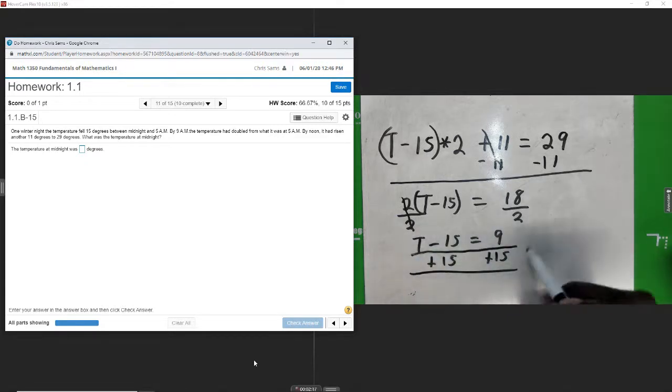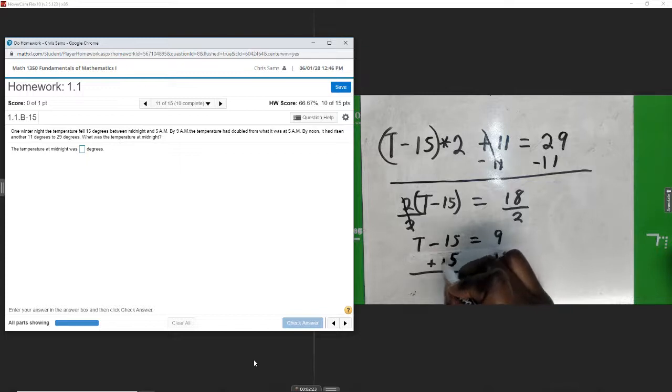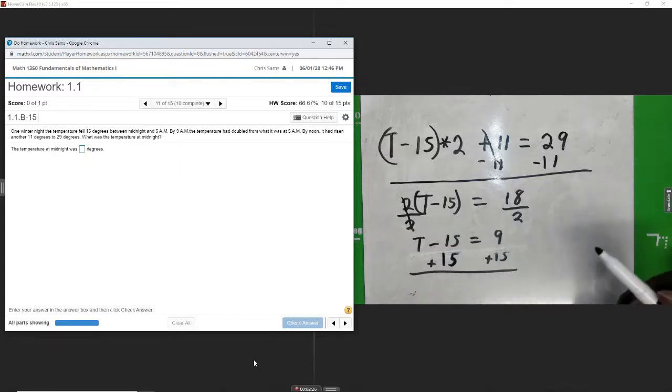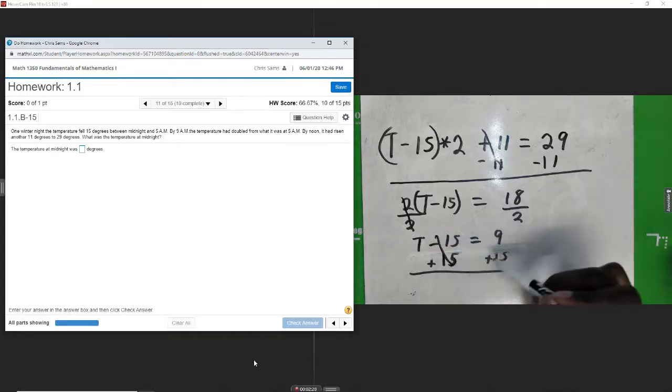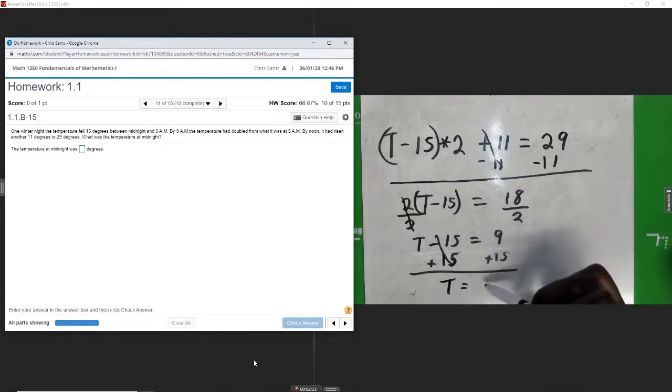And you might see it a different way. I'm just so used to writing out formulas whenever I see these word scenarios. That's the best sure way to get it. Okay, so when we add 15, we get our temperature at midnight started out as 24 degrees.